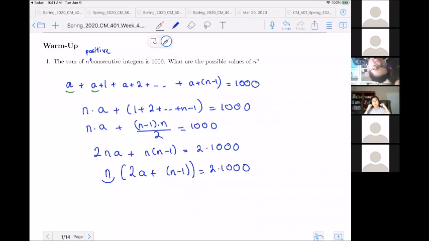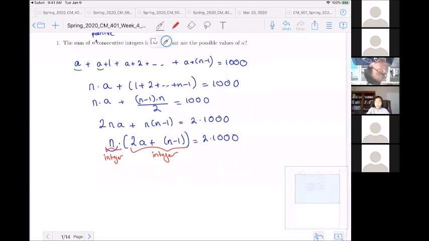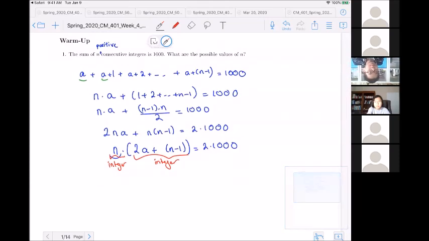Okay. And now here, we know that I'm multiplying two integers. So here, we have an integer. Here, this is also an integer, okay? So now, I can see that the product of two positive integers is going to be 2 times 1000, okay? So now, we are going to solve for those possible integers. Okay, so now let's continue here.